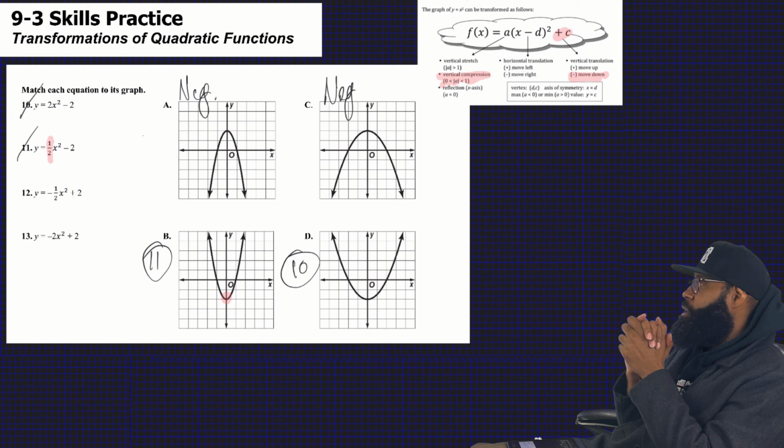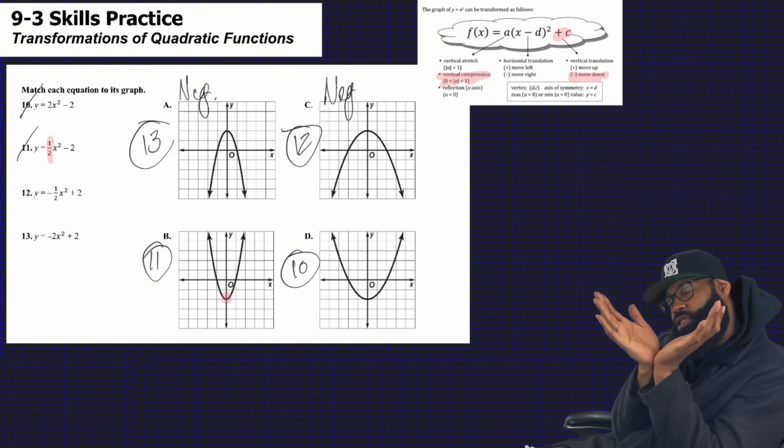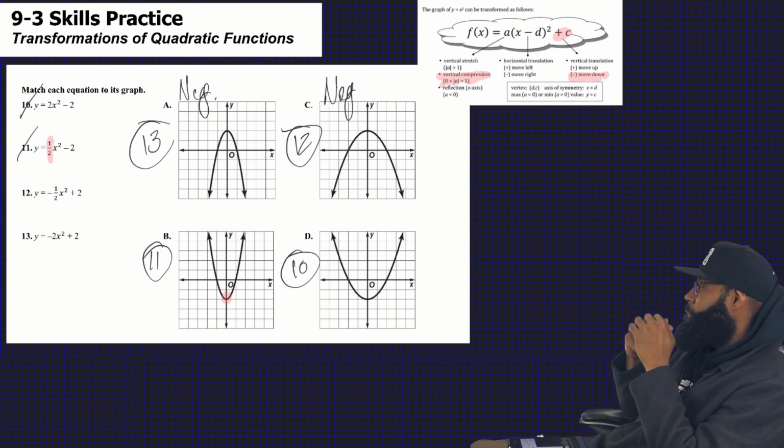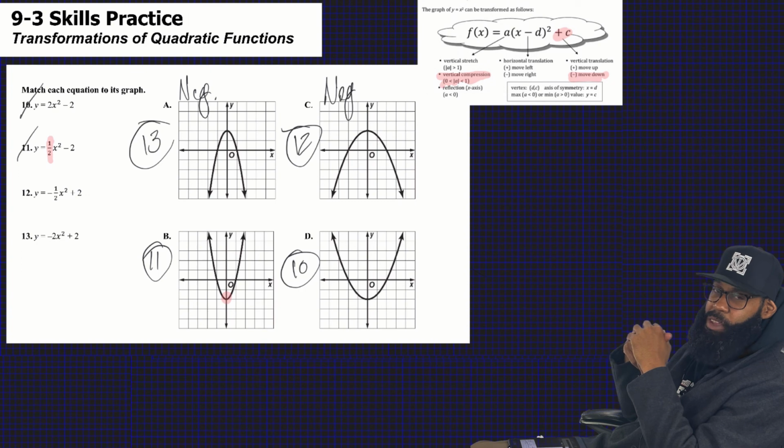Number 10, well, again, move down 2. Since it's a positive, greater than 1, it stretches the U out. Stretches the U out. That's why it's a fatter U, right? D is 10. Then, of course, I already knew 12 and 13 with the negative in front is going to be upside down. But which one is going to be a skinny U? Which one is going to be a fat U?